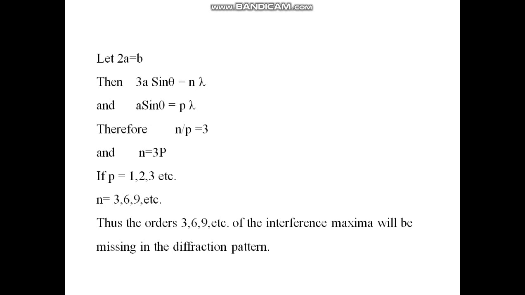If we take b equal to 2a, then equation 1 becomes (a plus 2a) sin theta, that is 3a sin theta equals n lambda, and equation 2 is a sin theta equals p lambda. So we can write n by p equals 3, or n equals 3p. If we take p equal to 1, 2, 3, then we get n equal to 3, 6, 9 etc. So here the 3rd, 6th and 9th orders of the interference maxima will be missing in the diffraction pattern. So orders 3, 6, 9 etc. are missing.